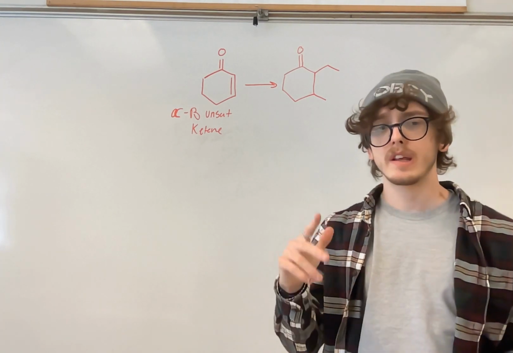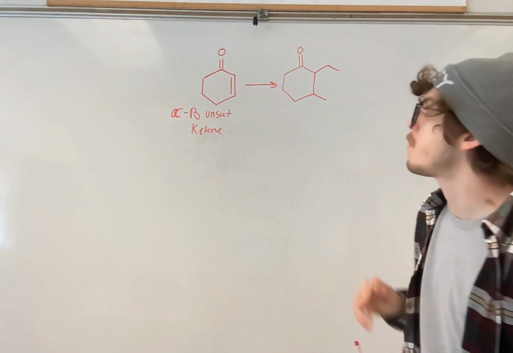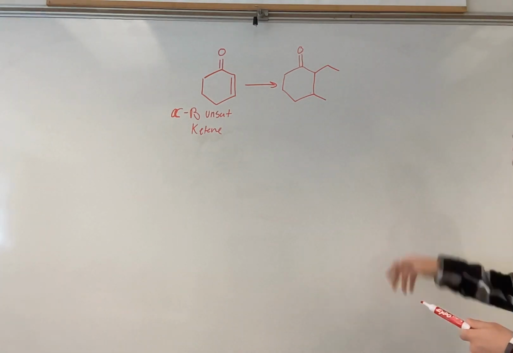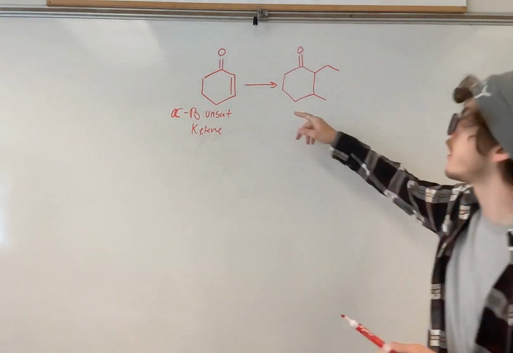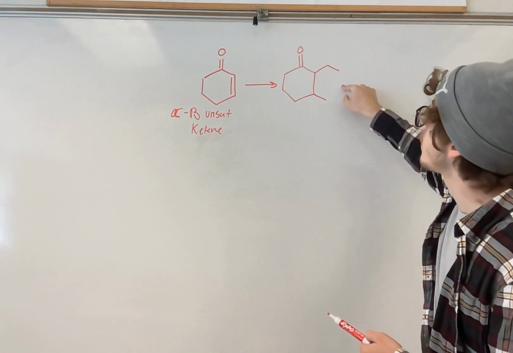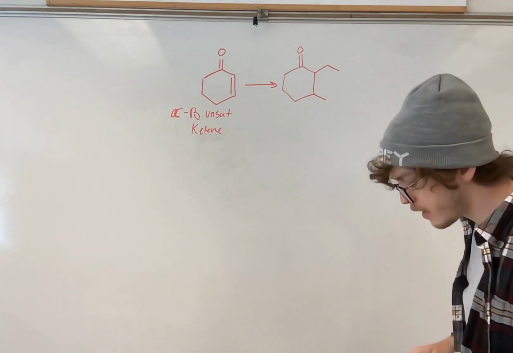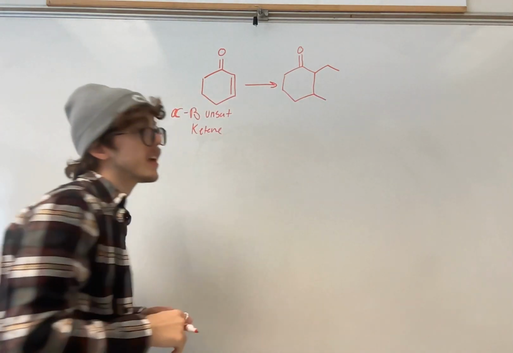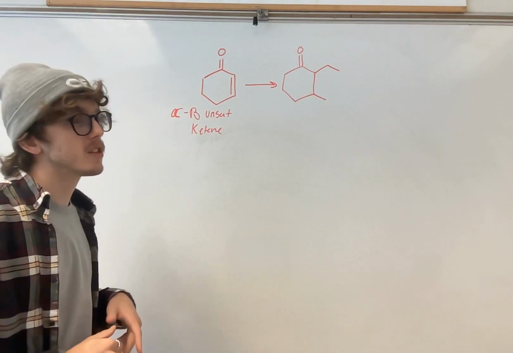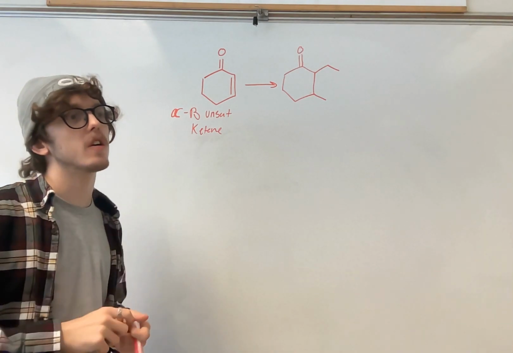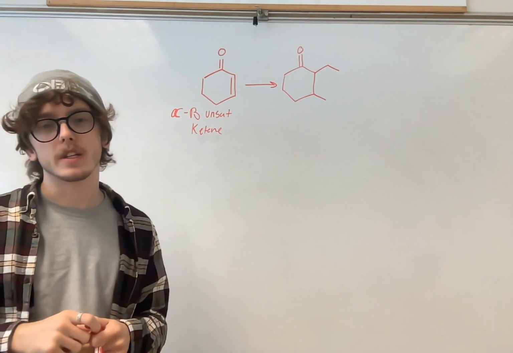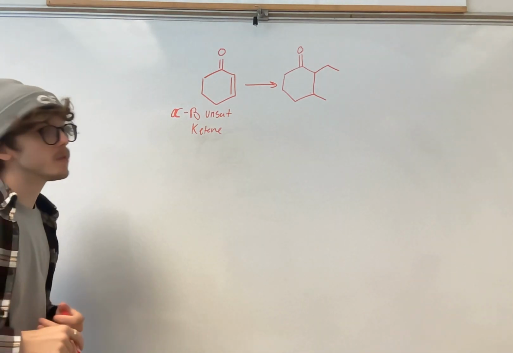So in this video, we're asked how we can turn this alpha-beta unsaturated ketone into this nice little ketone product here, right? It's the same cyclohexane ring, but we have an ethyl group here and a methyl group here. This is going to require some very careful chemistry. And if you look at the alpha-beta unsaturated ketone, you're probably thinking already of the alpha-beta addition, also known as the Michael addition. So we're actually going to be doing that here.